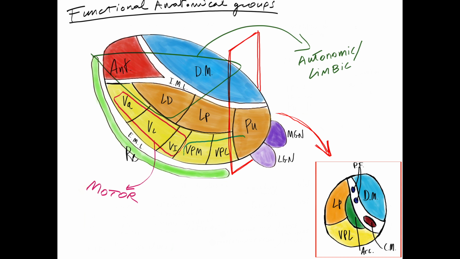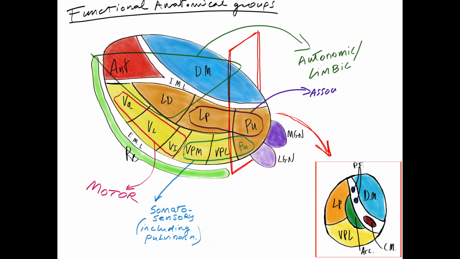If we draw another box that groups the ventral posterior medial, ventral posterior lateral and part of the pulvinar, we have the nuclei that relay somatosensory information. Grouping the lateral posterior and pulvinar gives the association nuclei. And finally, the medial geniculate and lateral geniculate nuclei relay special sensory information, namely auditory and visual input.